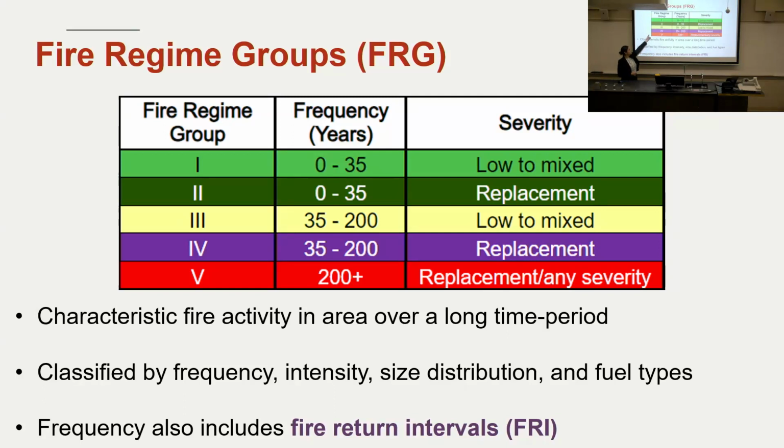So we see in fire regime group 1, fires happening pretty frequently, every 0 to 35 years, with a low to mid severity when it does occur, intensity-wise. In comparison to fire regime group 5, fires occurring every 200 plus years. So fire is not occurring frequently, and if it is to occur, the severity level is going to be a replacement fire, meaning the whole stand of trees will be replaced in the process, or it says any severity, meaning that this is heavily dependent on the fuel load, the last time it was burned in that area, many variables.